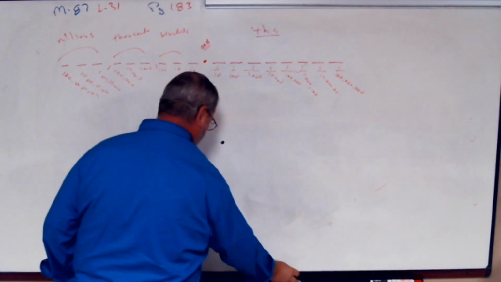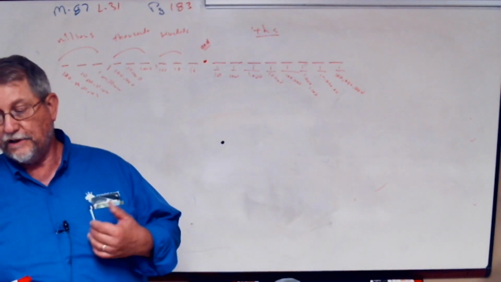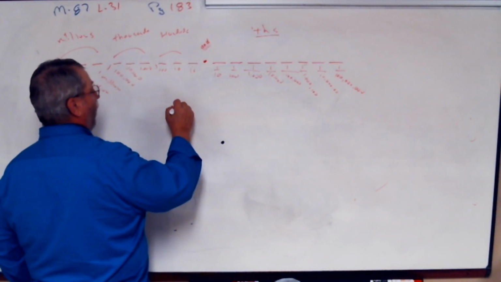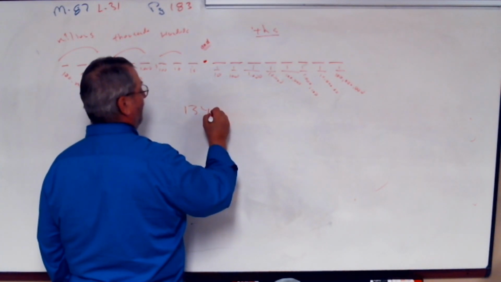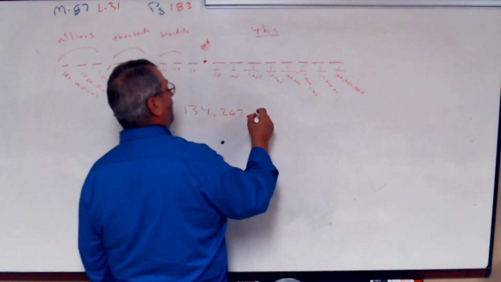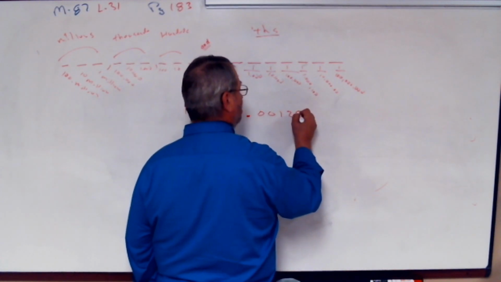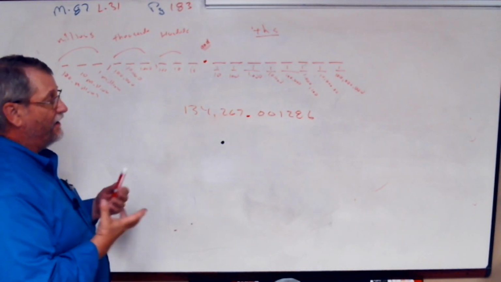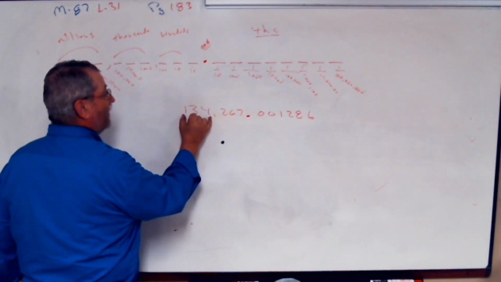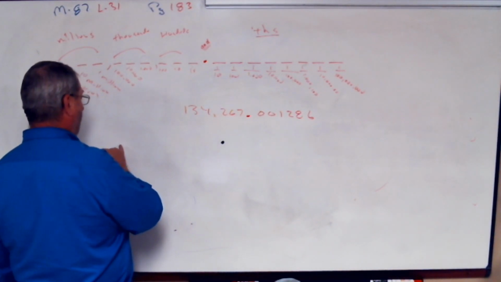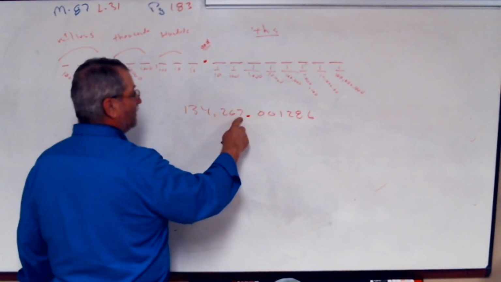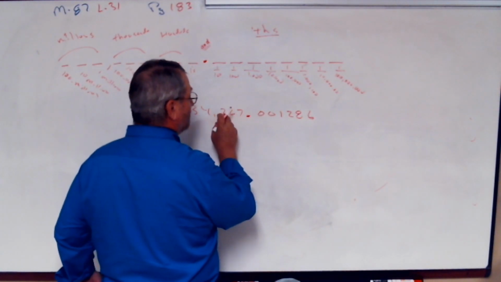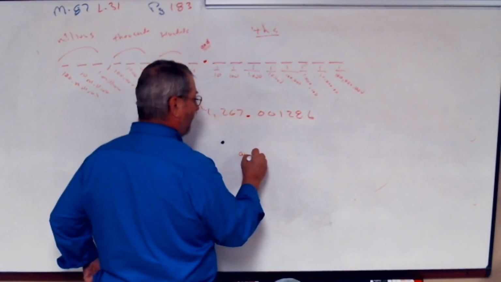In my mind, and my mind is a pretty good place to be, you need to learn to put those little marks down. And they're going to ask you to write stuff in words. 1, 3, 4, 2, 6, 7, decimal, 0, 0, 1, 2, 8, 6. How do I write this out in words? Okay, and don't be too lazy on this. Write the words out. Make sure I can read it. This is 134,000, 134,000. 267. You don't say 267,000. That's just 267.